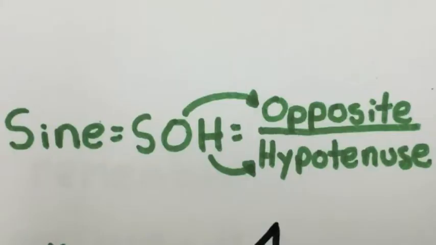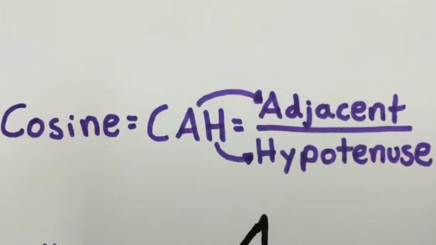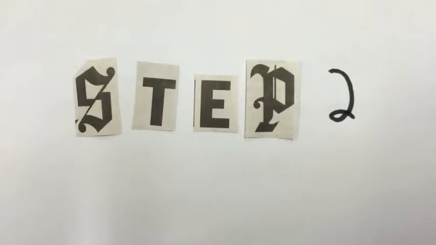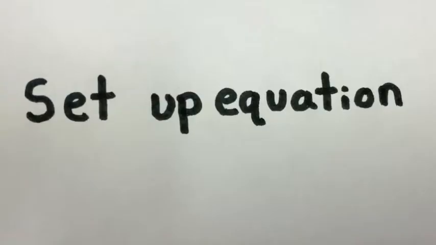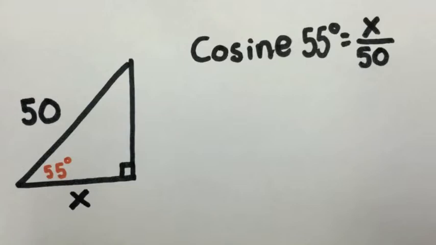For sine, we need the opposite side and the hypotenuse, but we don't know the opposite side, so we can't use sine. For cosine, we need the adjacent side and the hypotenuse, which we have, so we'll use cosine. Step 2. Set up the equation. We have cosine of 55 degrees equals x over 50.